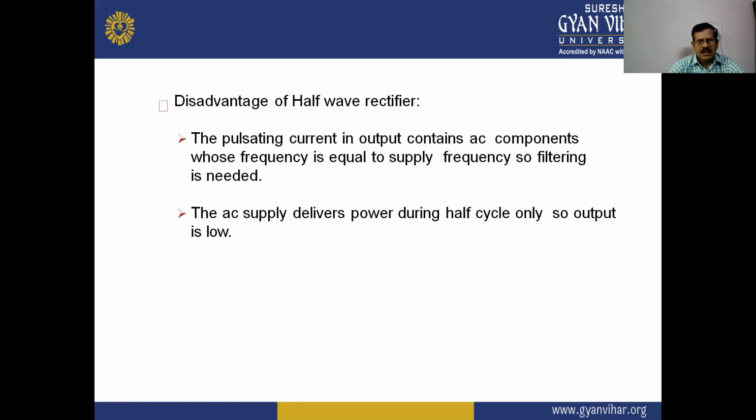What is the disadvantage of half wave rectifiers? The pulsating current in the output contains AC components whose frequency is equal to the supply frequency. So filtering is needed, as this AC content is removed by the filtering method. Also, the AC supply delivers power during half cycle only, so the output is low.